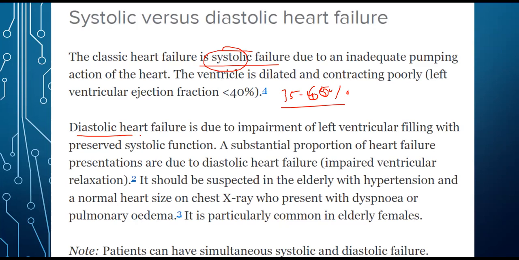Diastolic heart failure, on the other hand, is due to impairment of left ventricular filling. That means in this case, the heart is unable to relax. So that's called diastolic heart failure. But there is no problem with the systole. That means the heart can pump blood, but the problem is that it cannot relax. If it cannot relax, it has lower cardiac output anyway.